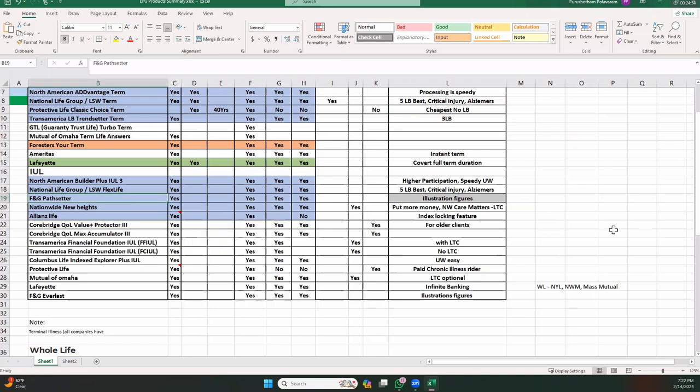Now, FNG, the illustration runs very well. They have a solid fixed interest that they give. All other companies, you will see that the fixed interest is about 2.5%, 3%, 2.2%, whereas FNG's fixed interest rate is itself 4%. Very good. So many people like it. So that is a good part.